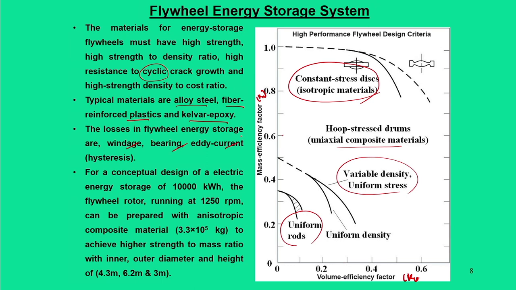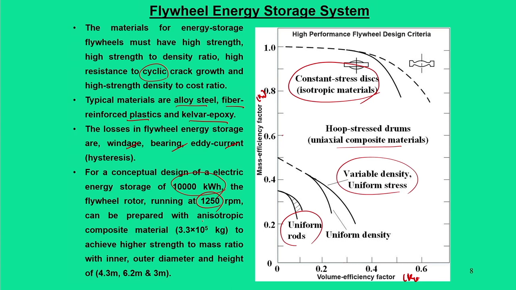Now, to give a conceptual idea of the kind of energy storage we are looking at, if you go for a flywheel energy storage system and think of 10,000 kilowatt hour of energy to be delivered, which needs to be stored in a flywheel rotor that rotates at 1200 rpm, which is the typical speed at which IC engines normally operate.